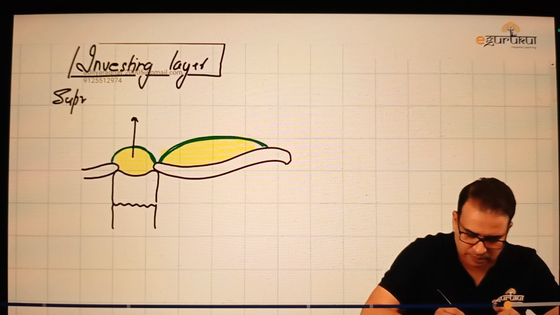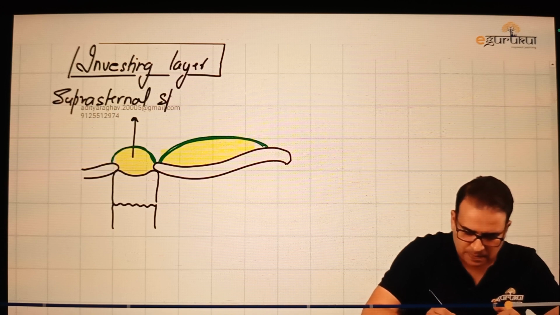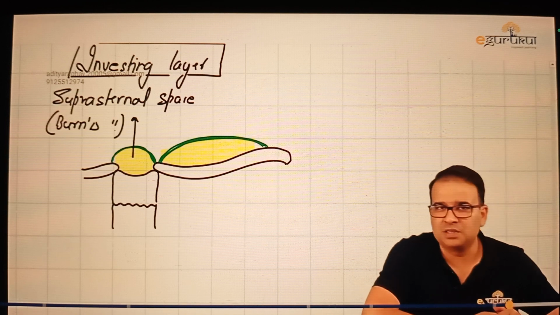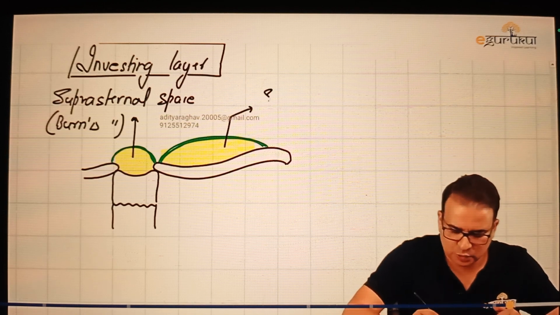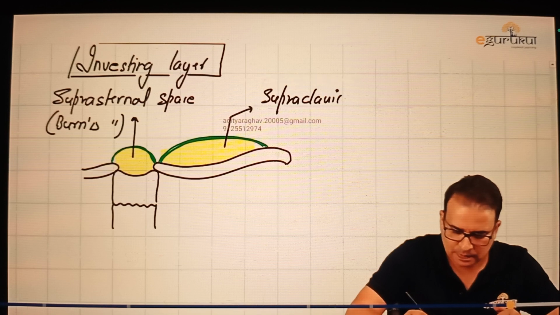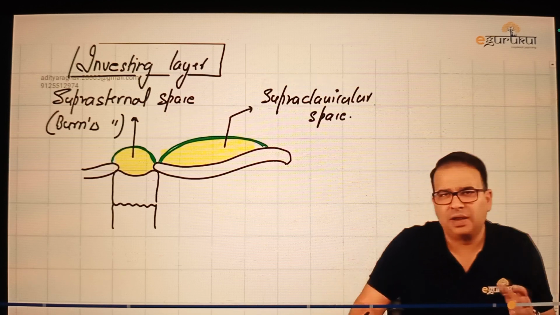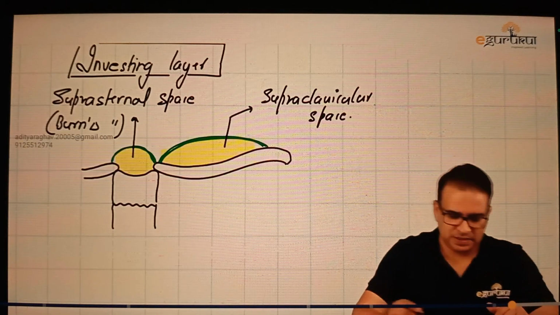This is called the suprasternal space, also called the Burns space. Suprasternal space or Burns space, whereas this one here is called the supraclavicular space. Needless to say, if you have any space present in the neck or anywhere else, it somehow is surgically important to you. Suprasternal space, the Burns space, or supraclavicular space.